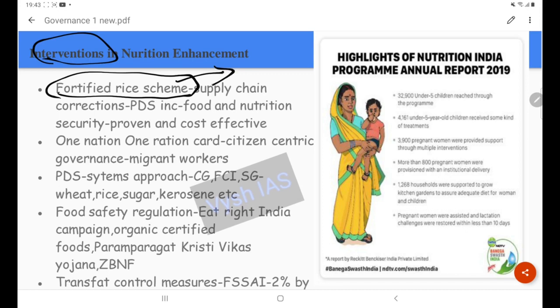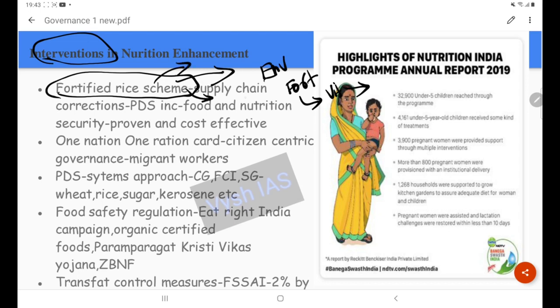If you write about the fortified rice scheme in a governance paper in an environmental manner, like fortified rice has these many nutrients, vitamin A, vitamin B, that is not going to be a governance answer, because it does not have any element of governance. So any scheme or any intervention, you have to convert it to governance.